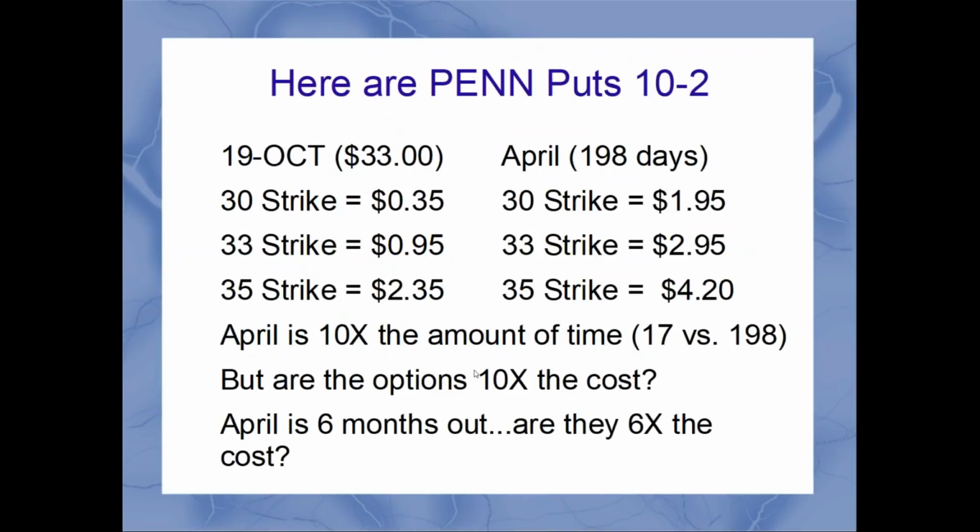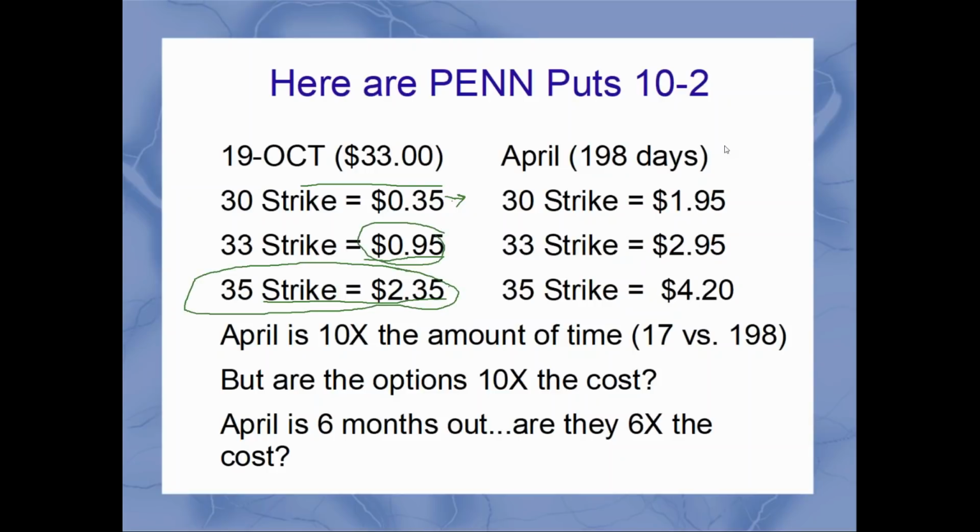All right, let's take a breakdown here. On October 2nd, the put options for PENN, on the 19th October expiration, the stock at $33 per share. We saw that the 30 strike out of the money was at 35 cents. The 33 was at 95 cents, the at the money, and the 35 strike was $2.35. So there's only 35 cents of time premium in the money and the out of the money. The 35 has $2 of intrinsic value. At the money is at 95 cents.